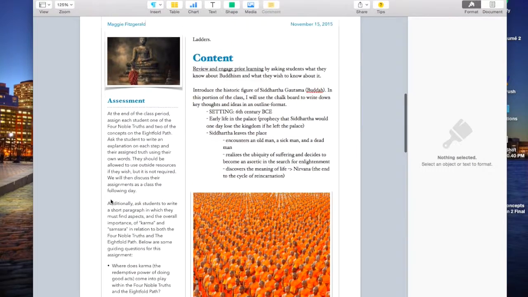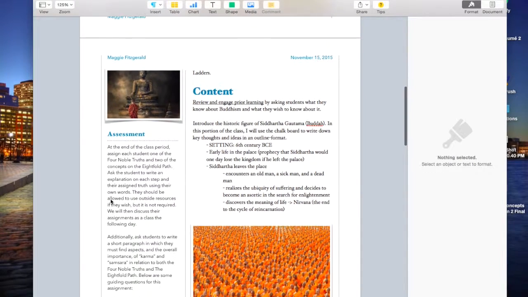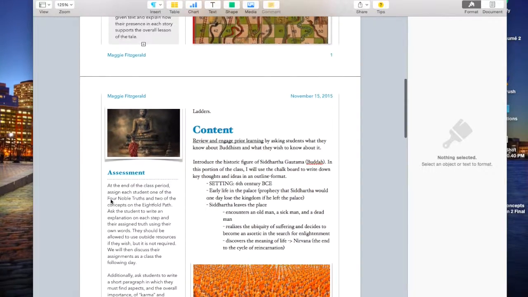So there you have it. That's it. I believe that with these key elements, I have the potential to create a very successful lesson for my students. Thank you very much.